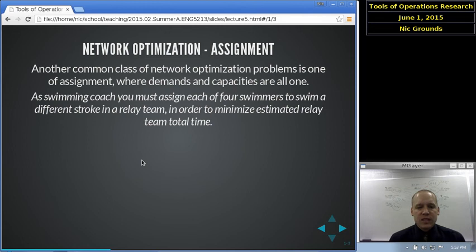So we have essentially 4 sources, swimmers, and 4 destinations or strokes that we want to assign them to. And we can only assign one person to one place, and every place can only be assigned one person. And we're going to do this in order to minimize the relay swim team time. So we know how long each swimmer takes to swim each stroke, and we want to assign the swimmers to the stroke they can swim, hopefully faster than anyone else, in order to minimize the total time it would take the entire relay team to swim.